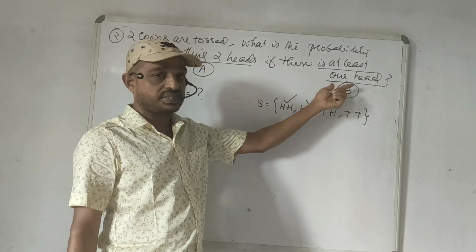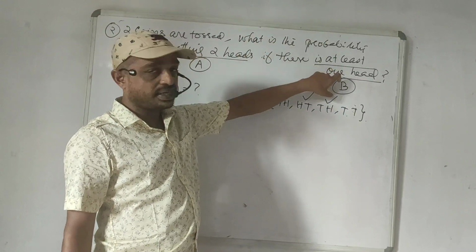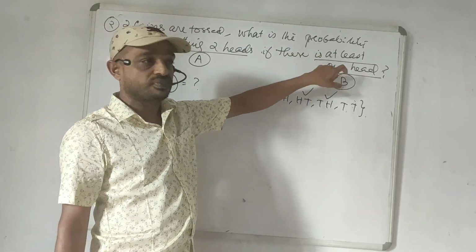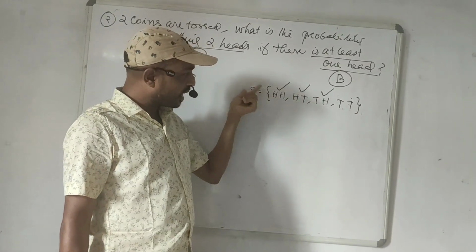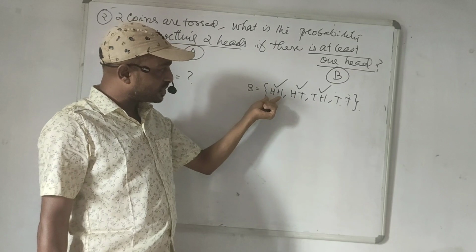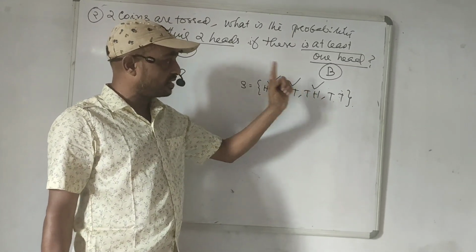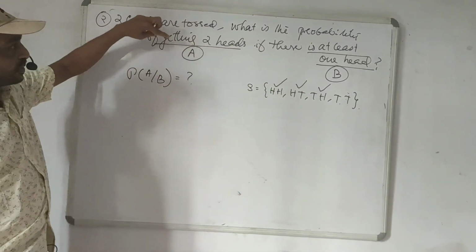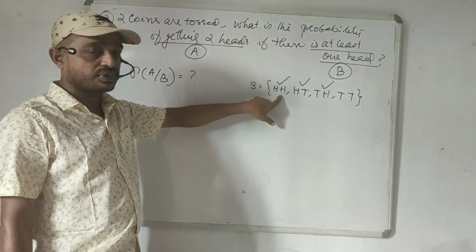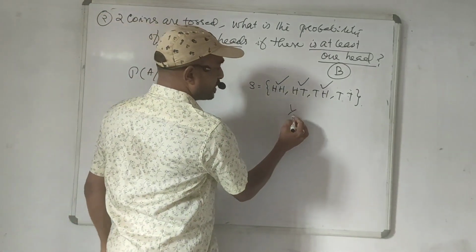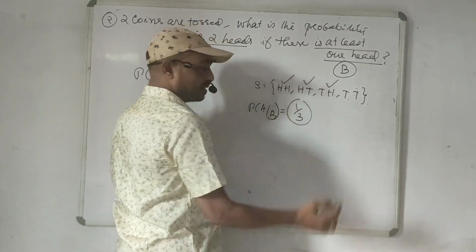The event B, the condition, is that there should be at least one head. That means the number of heads should be greater than or equal to 1. Here the number of heads is 0, so this event cannot be considered. Our new sample space reduces to a set of 3 events: HH, HT and TH. Out of these, how many are favorable for 2 heads? Only one. So the required probability is 1 by 3. P of A given B is 1 by 3.